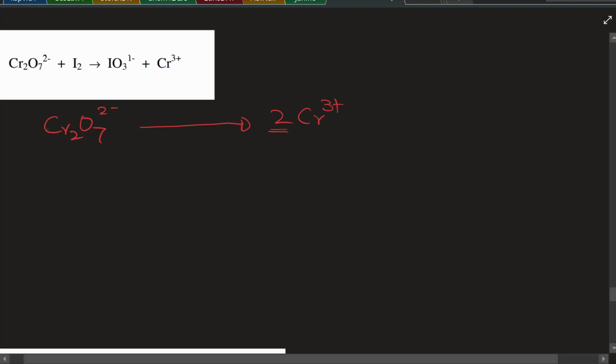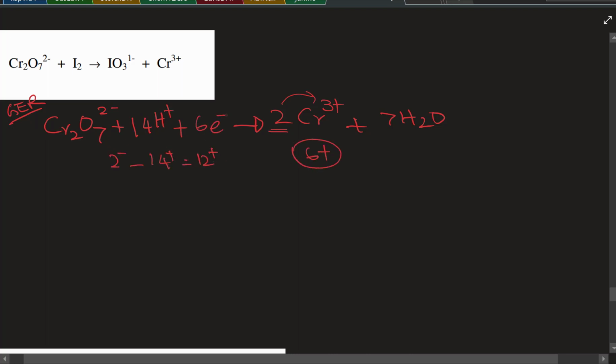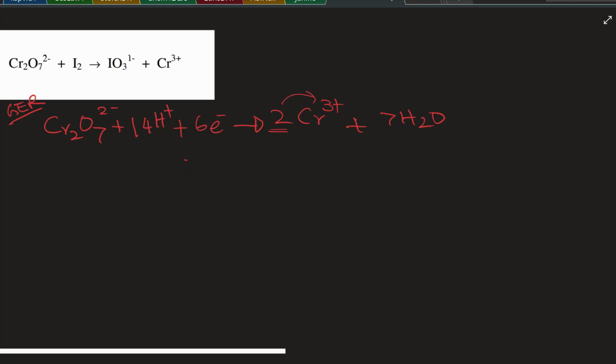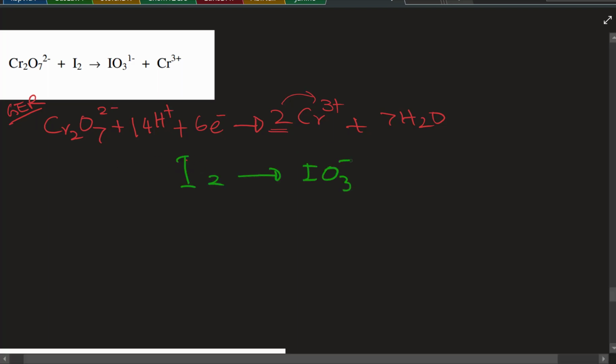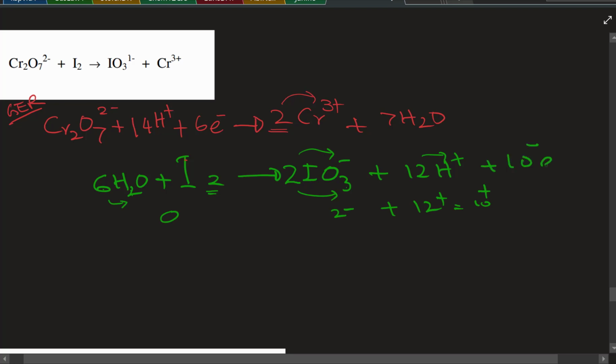So again, dichromate, the orange one, becomes Cr3 plus. Balance the chromium first. 2 chromium on the left, 2 chromium on the right. Then 7 water for the 7 oxygens and 7 times 2, 14 H plus on the left. Now you check the electrons, 6 electrons on the left, right? I2, you need to have 2 IO3 minus because the iodine should be balanced, right? And then add water, 6 water on the left and 12 H plus on the right. And then balance the charges, you need 10 electrons, right?